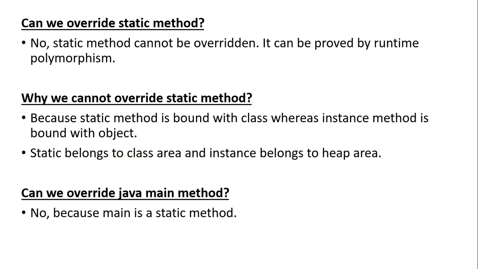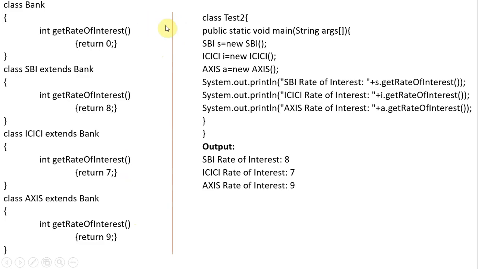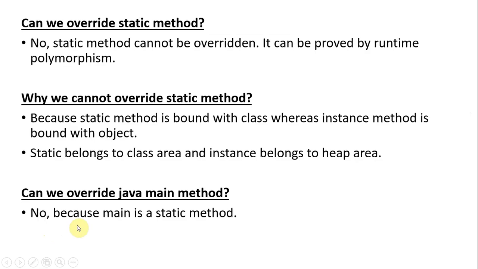And some interview questions are presented here. Can we override a static method? If you observe here, these methods are not static, they are instance methods. If you specify the static keyword, then they are called static methods, otherwise they are called non-static or instance methods. Now the question is, can we override a static method? No. Why? Because static methods cannot be overridden.